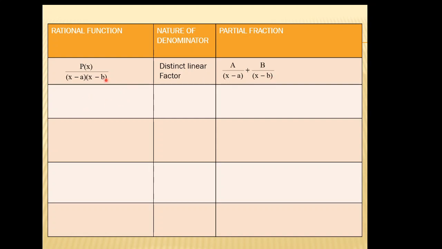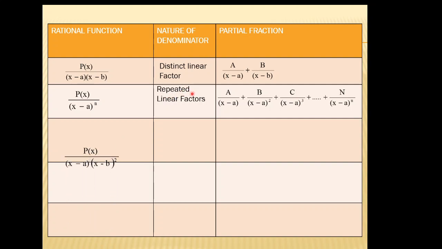The next possibility is that the factor is linear but repeated many times, here n times. In such a case, the partial fraction is written as A upon x minus a, starting with power 1, then increasing the power by 1 in each consecutive term till you reach the required power. As we have (x minus a) raised to n, we write A upon x minus a plus B upon (x minus a) whole square plus C upon (x minus a) whole cube, and so on up to N upon (x minus a) raised to n. Like this we can write the partial fractions for repeated linear factors.